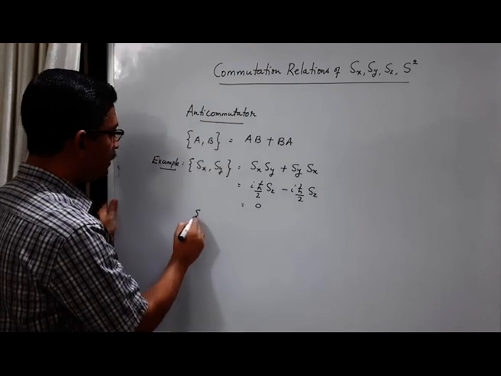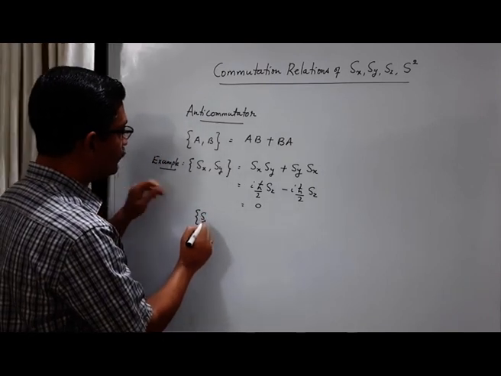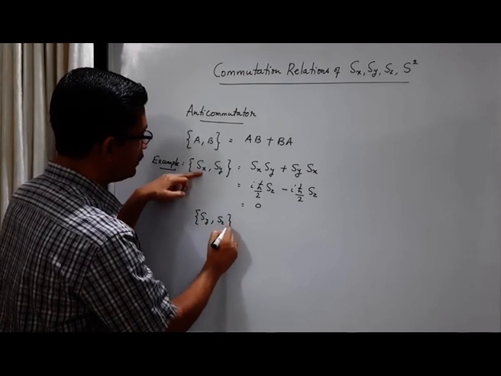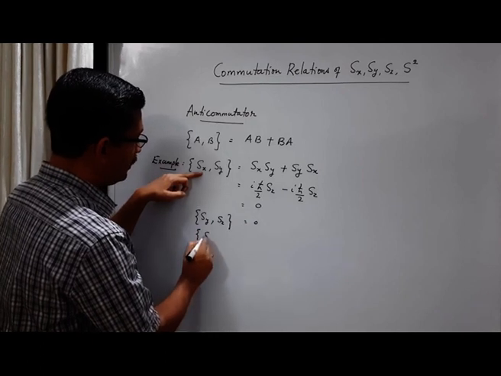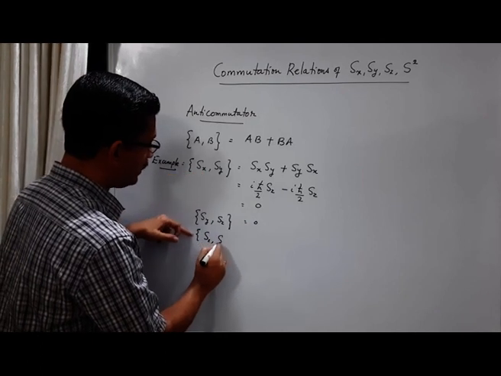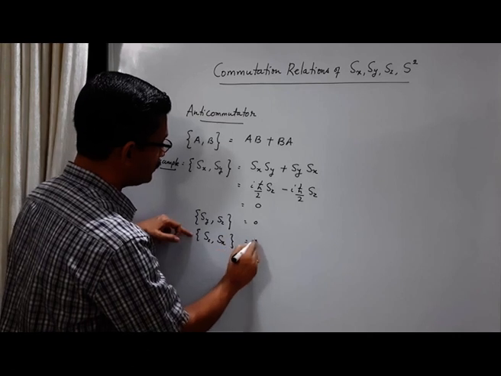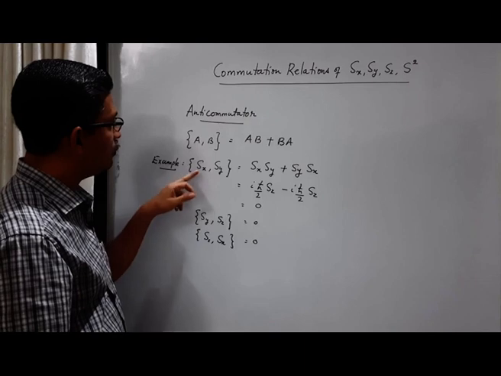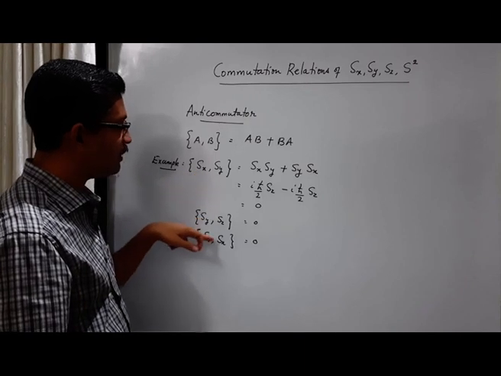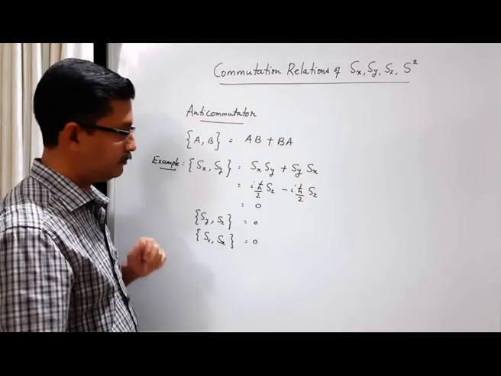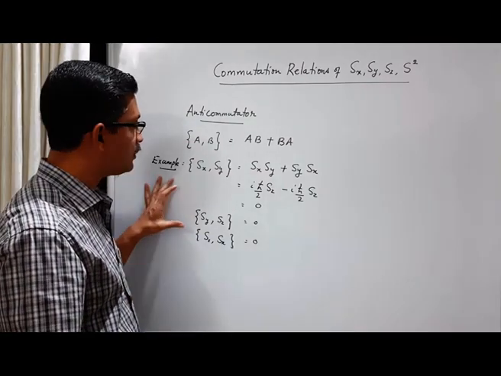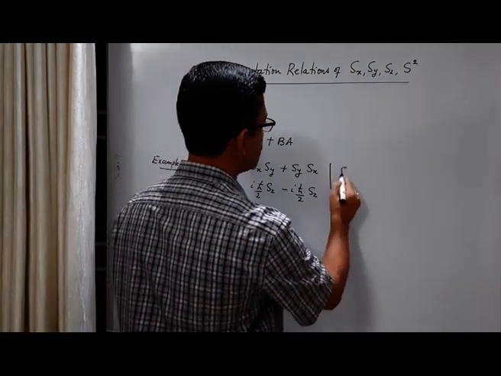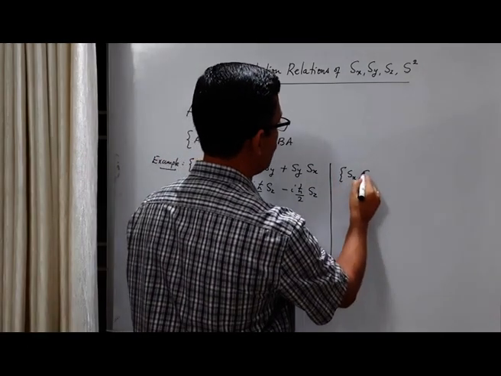Okay, and similarly you can show that if you take it cyclically, Sy Sz is 0. Similarly, Sz Sx is 0. Okay, so anti-commutator between different spin components are 0. Now consider the anti-commutator between a spin component with itself. Consider this. What is Sx comma Sx?